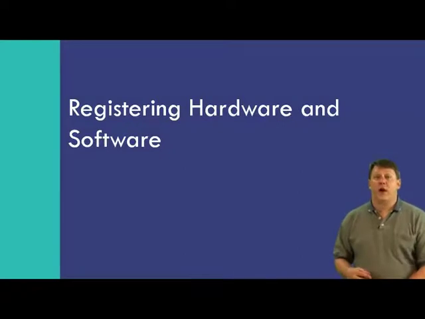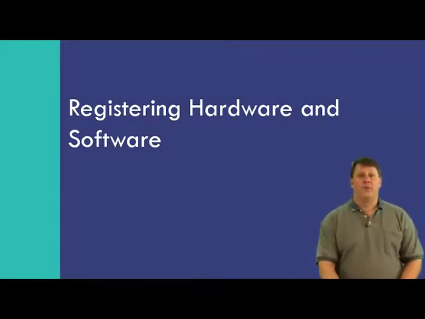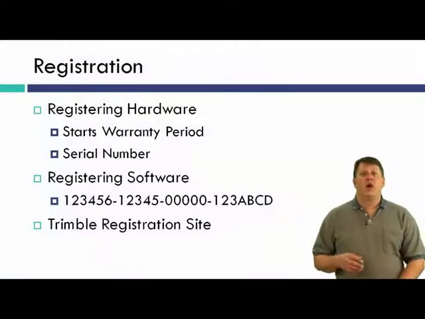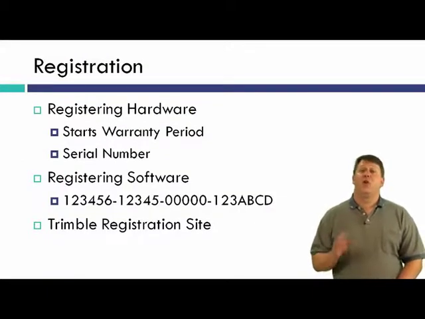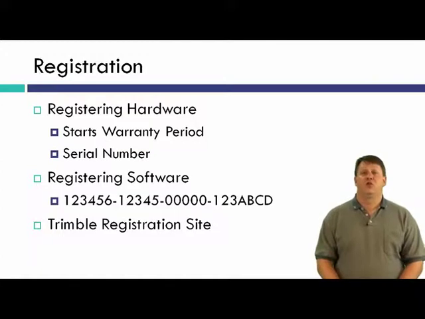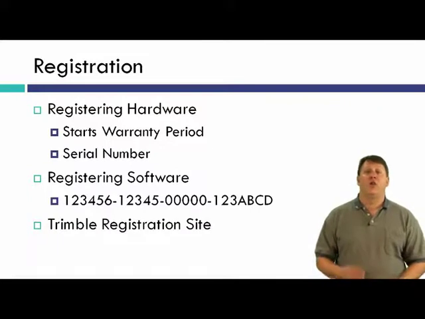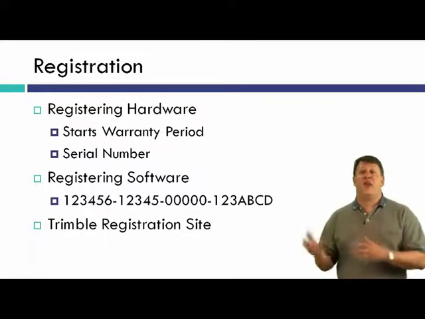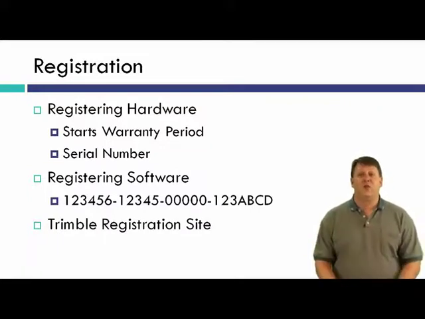Registering your hardware and your software. Registering your hardware properly starts the warranty period and helps for future requests regarding extended warranty, technical support, and service. The hardware serial numbers are located on the outside of the packaging box and also on the back of your receiver, or if you had an external antenna, it'd be listed there too as well.